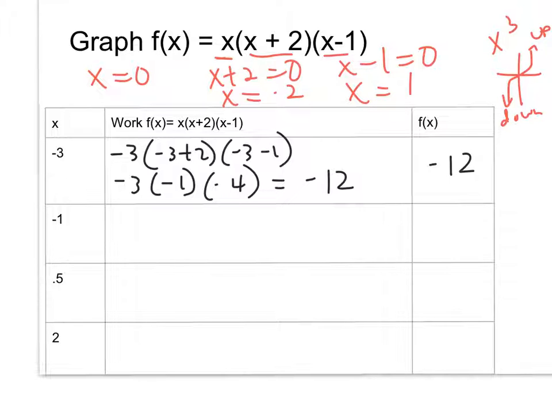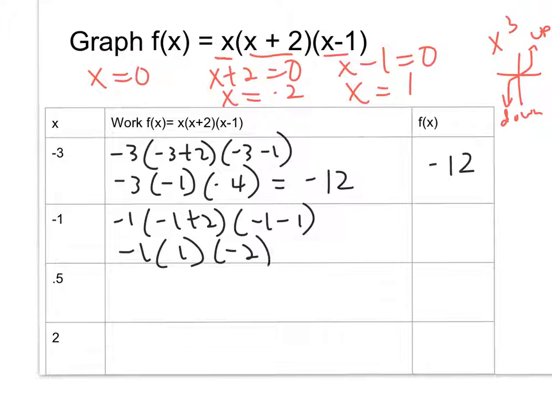My next point is going to be -1 that I'm going to sub in, so I'm going to have -1 times -1 plus 2 times -1 minus 1. So -1 times 1 times -2. So -1 times 1 is -1, -1 times -2 is +2.